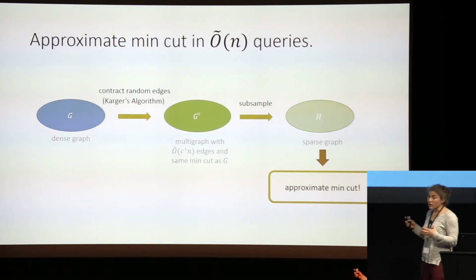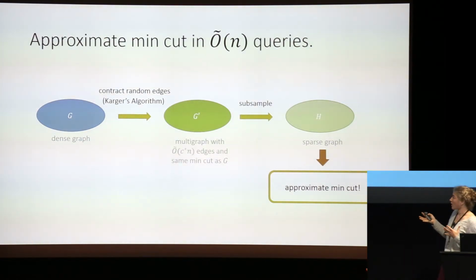Okay, so great. Now our algorithm is as follows. We have some graph G, it may be dense. We'll contract random edges until we know that the average degree is where we want it, n times the size of the minimum cut value. And then we'll subsample a linear number of edges, and we'll end up with a sparse graph that approximates all of the minimum cuts well.